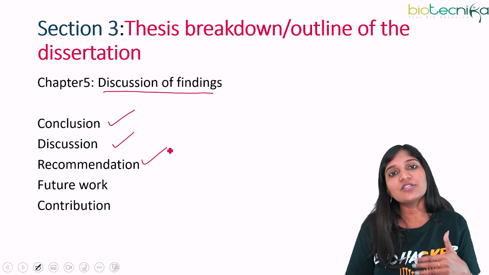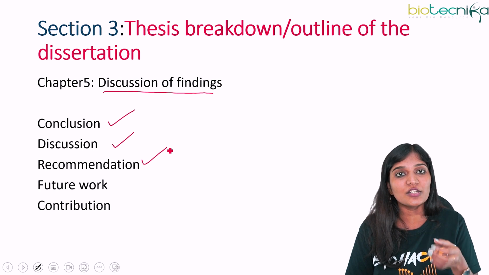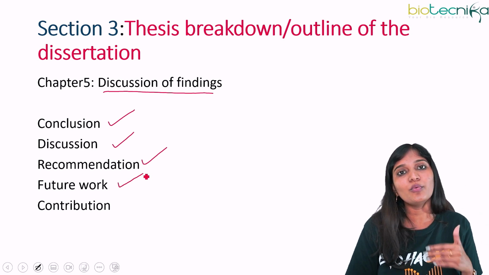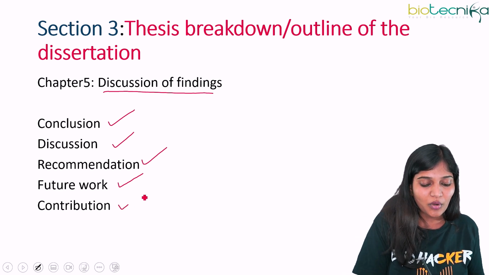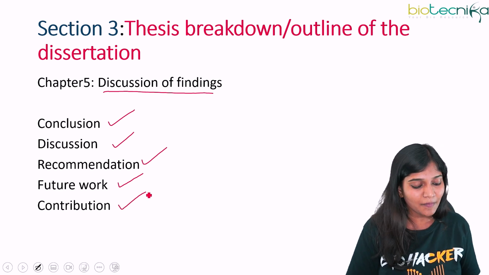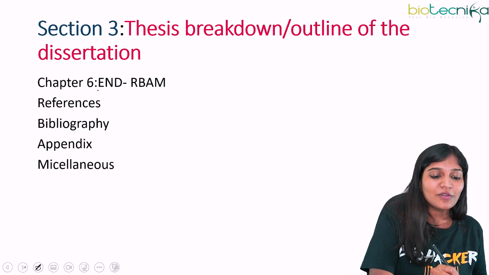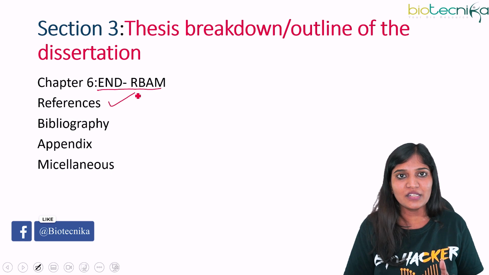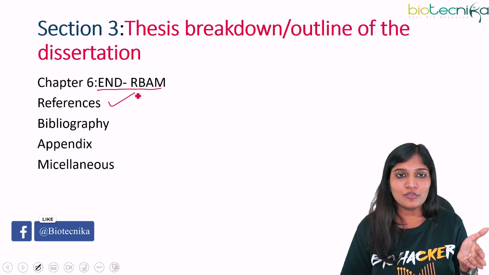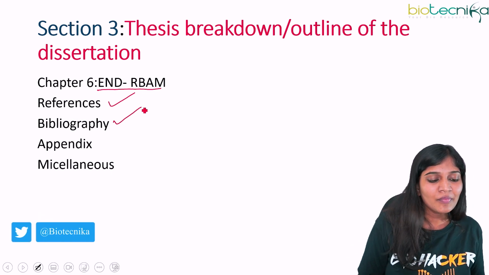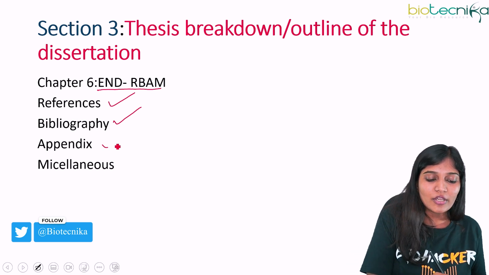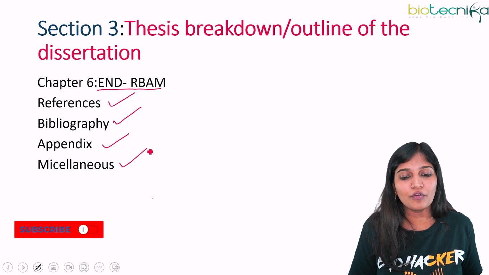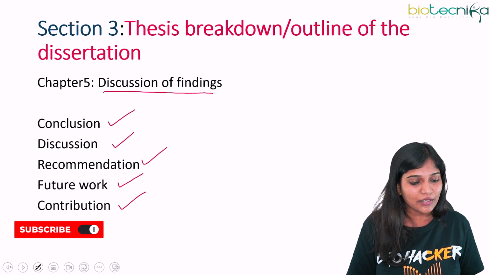What are the recommendations that you can suggest for the future generation who are going to take up this same path of your research? Future work, what you wanted to do further through this research? What is the contribution? That you will do in chapter number 5. And chapter number 6 is going to be the end chapter, which means you will be including all your references, for which we can use Zotero. We have used Zotero, and then bibliography and all your appendix and miscellaneous. So all these things come up to the end of your thesis breakdown or the outline of your dissertation.